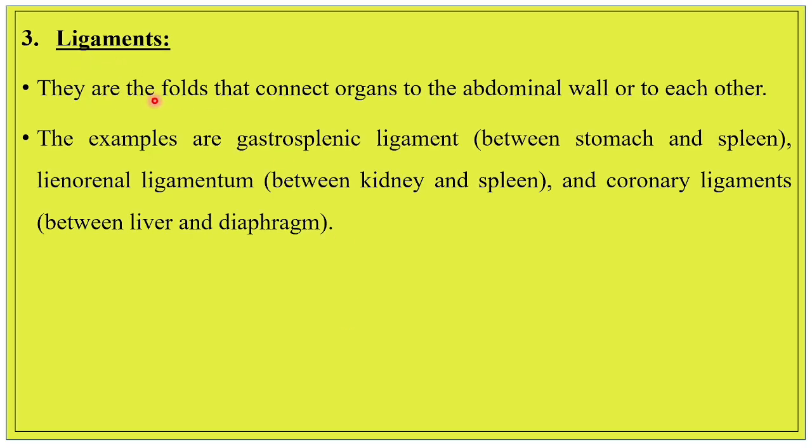And next is the ligaments. These are the folds that connect organs to the abdominal wall or organs to organs. The examples are the gastrosplenic ligament, which connects the stomach and spleen; the lienorenal ligament, which connects the kidney and spleen; and the coronary ligament, which connects the liver with the diaphragm. So these are the ligaments.